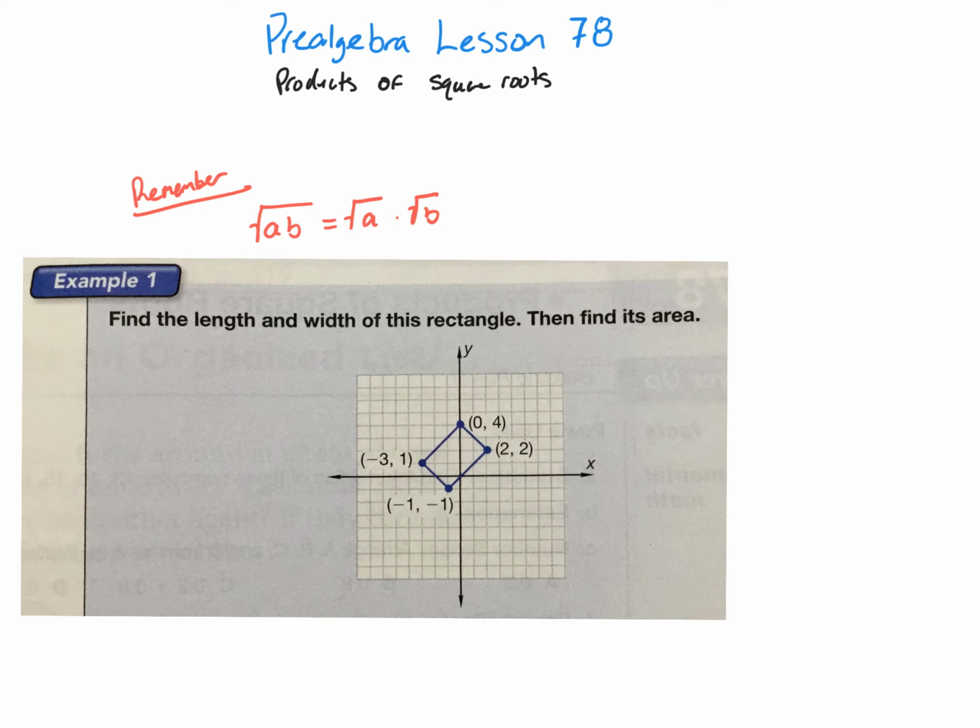What is up, Prealgebra? This is lesson 78, and today's objective is learning about products of square roots. So we've already worked with square roots and simplifying them down some, and so we're going to continue to work with that, and also when we can multiply them.